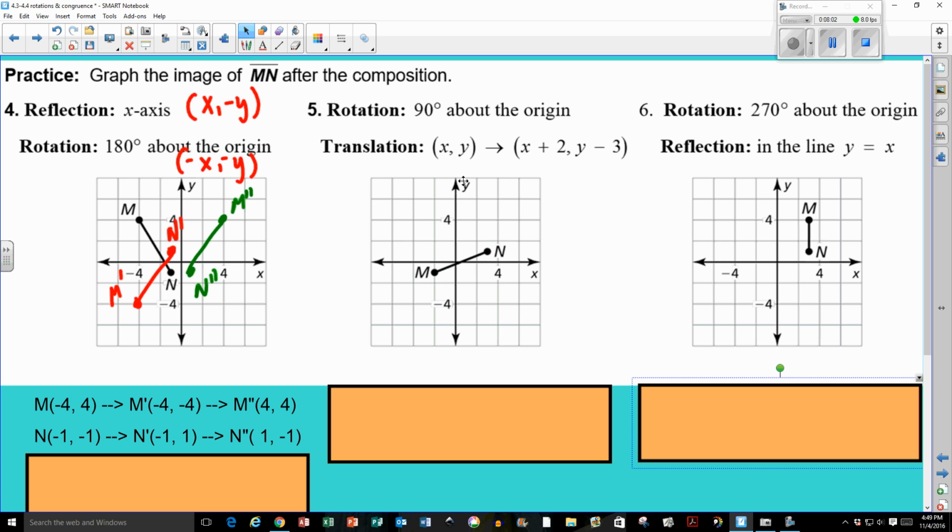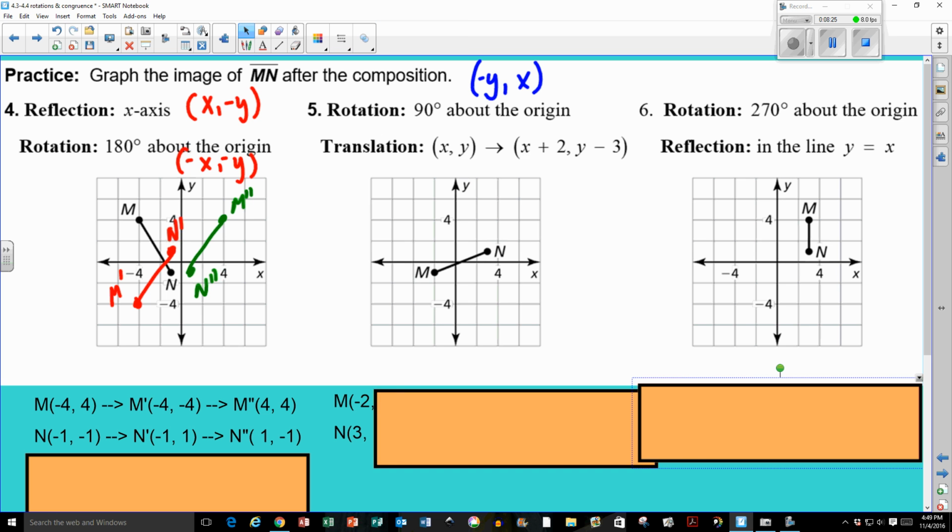All right. Rotation 90 degrees about the origin. So now we're going to rotate 90 degrees about the origin. Remember the rule is, if you don't remember, go back to the front page, 90 degrees rotation. They switch orders, and the y changes signs.